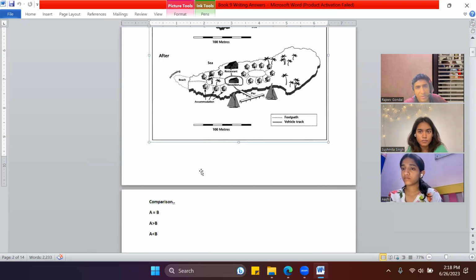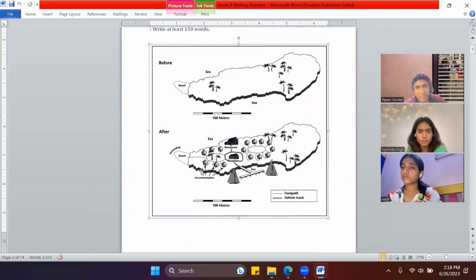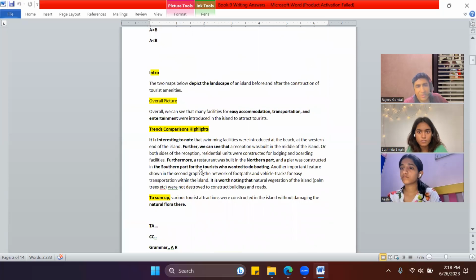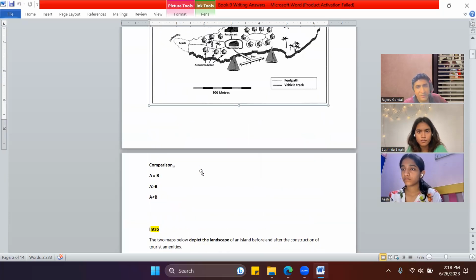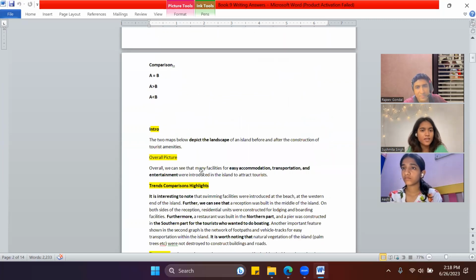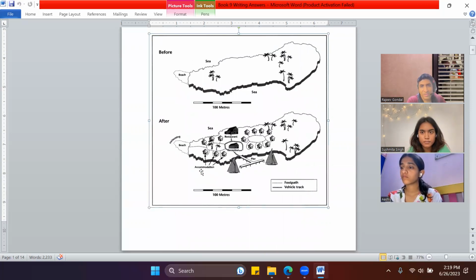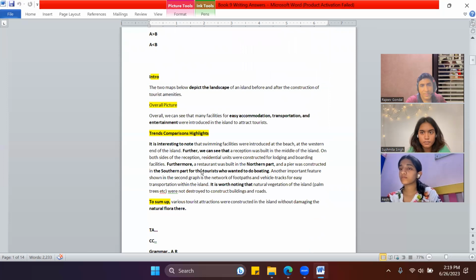Towards the northern side, north means top. What is there towards the northern side? Pier was constructed. No, pier is in the south, isn't it? This seems wrong to me, or am I reading it wrong? No, this is the northern part. Further, a restaurant was built on the, yes, so the restaurant is fine. Restaurant was built on the northern side and pier was constructed on the southern part. So like this, we are moving in a certain, can you see that sense of direction that we are moving from left to right? Right? And that is important.